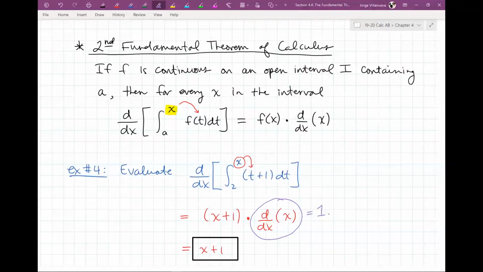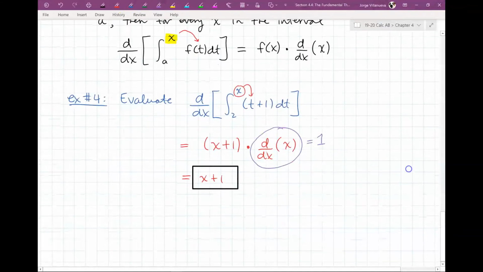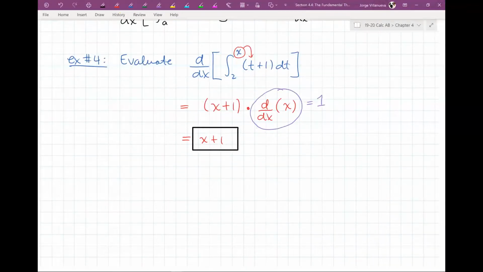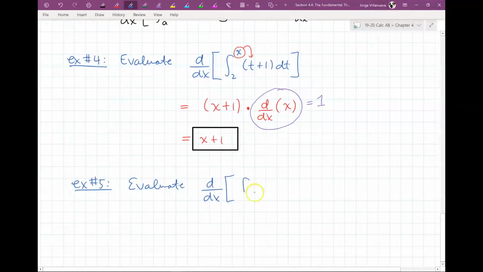Okay, we'll do another one kind of easy like that. Then we're going to do one that's a little bit more tricky, but not terribly tricky. Example number 5. I want to evaluate d dx, the integral from -3 to x of secant squared t dt.